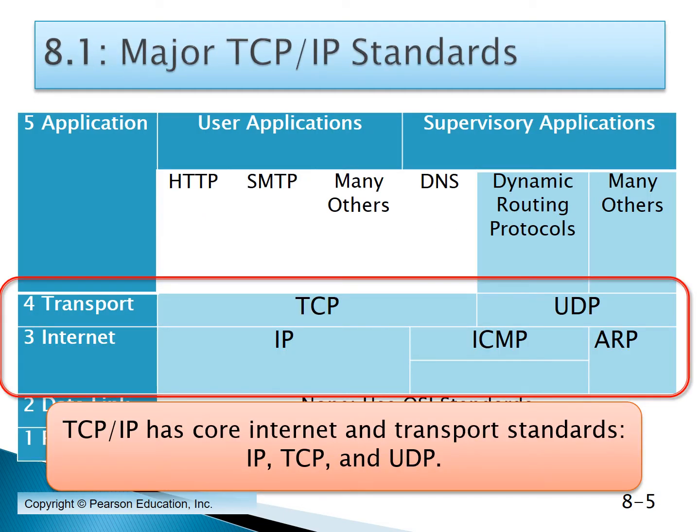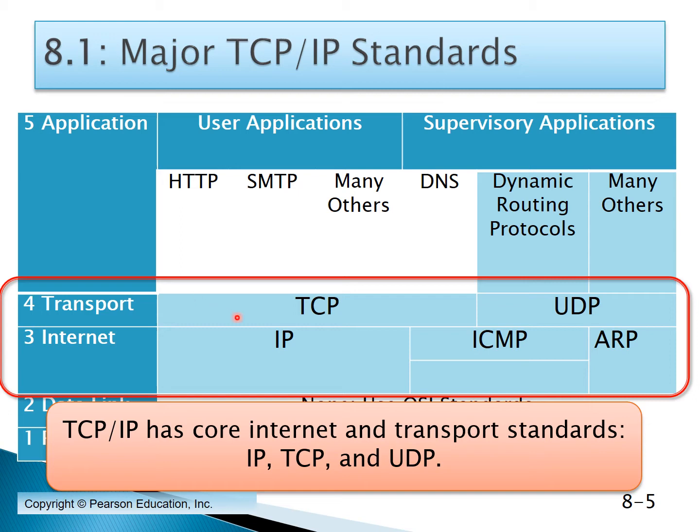So here are the major TCP/IP standards. In layer 3, the internet layer, that is mainly just the internet protocol, IP. And then you have some other kind of supervisory applications that are to facilitate the running of IP. So you have ICMP and ARP, like address resolution protocol, that can help the operations of IP. ICMP is for the control and management.